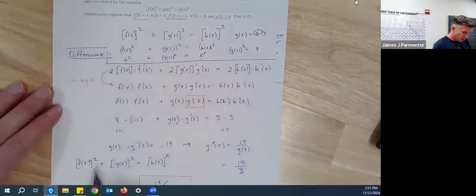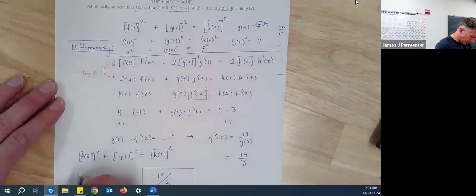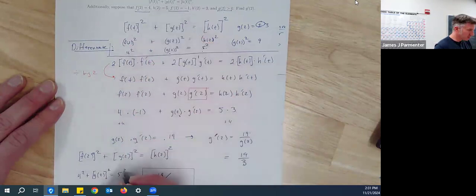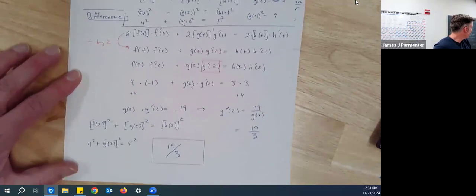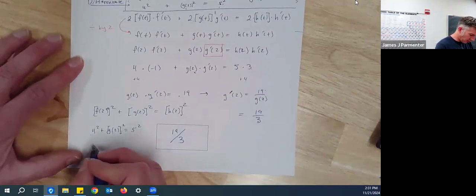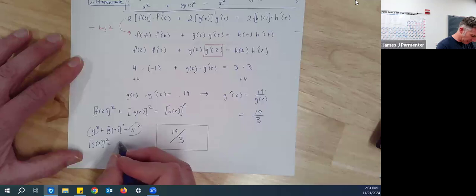But then we know that f of 2 is equal to 4. So what we really have is 4 squared plus g of 2 squared equals, and we're given that h of 2 is equal to 5, so 5 squared. So we're given that 4 squared plus this thing squared equals 5 squared, or in other words, that g of 2 squared is equal to 25 minus 16, which is 9.